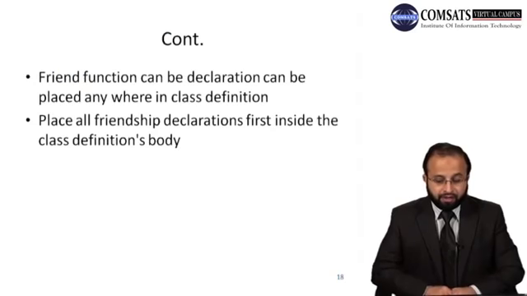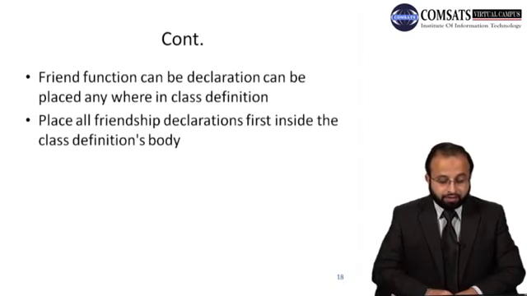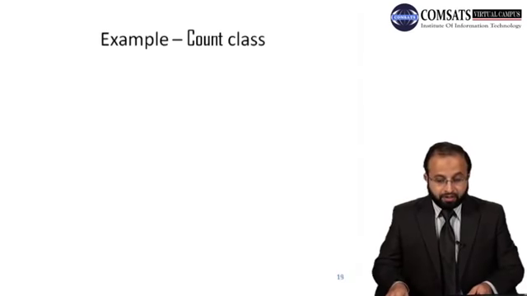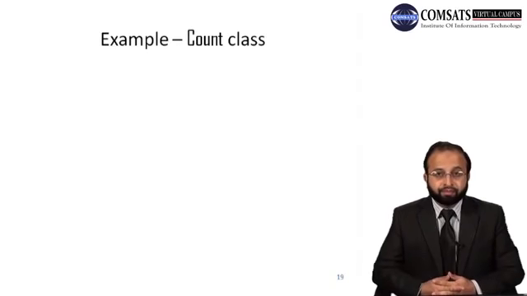A friend function can be declared or placed anywhere in the class definition. Place all friendship declarations first inside the class definition's body. Usually these friend functions are written at the beginning of the class definition to increase its readability. An example is the count class.